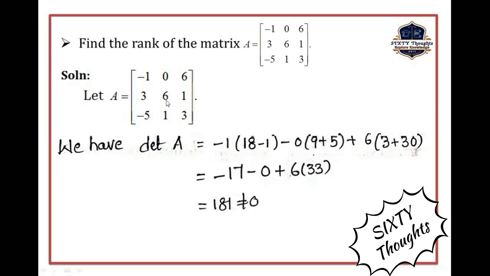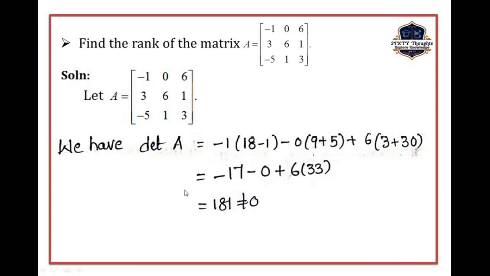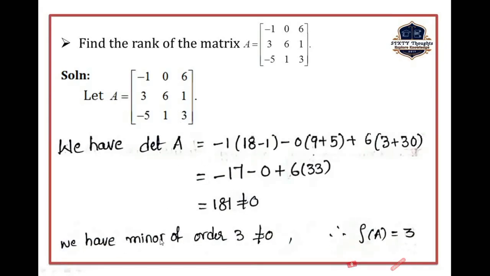So here, what is the determinant of this matrix? The determinant of this matrix is 181. It is not equal to 0. So once we get not equal to 0, directly we write the rank of this matrix. That is nothing but we have the minor of order 3. What is the order of this matrix? The order of this matrix is 3. Therefore rank of A equal to 3.